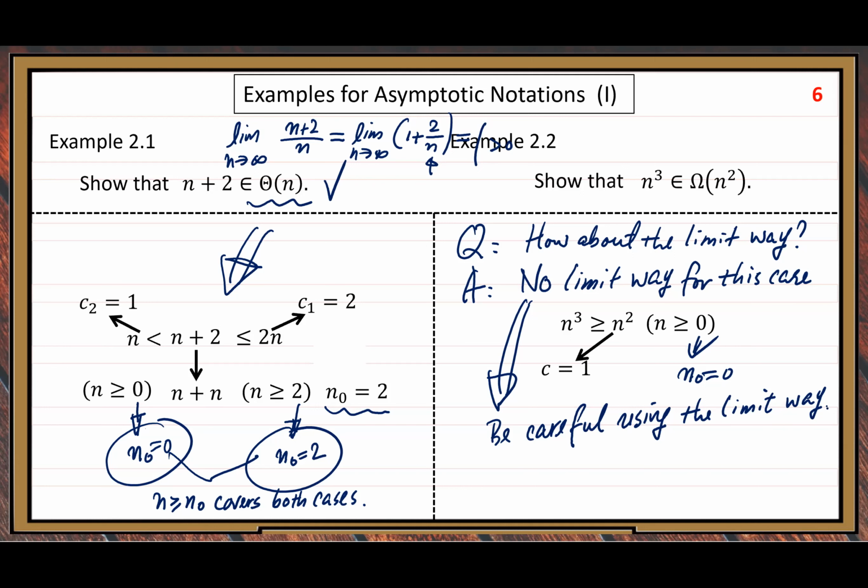So when you use the limit way, when you make your conclusion, you should be very careful. You can use the limit way to help you get some information, but when you make a conclusion, you need to be very careful. But usually, for this kind of case, we just use the inequality way.